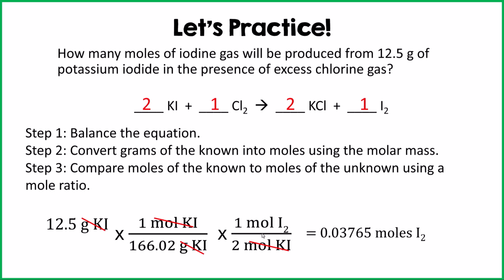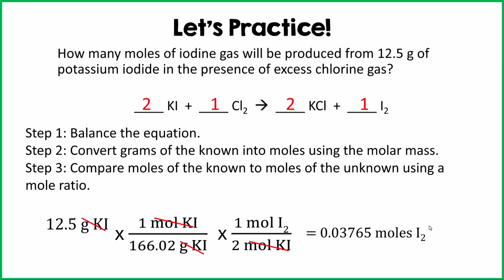So it should look like this. We had potassium iodide on the top, so we need it on the bottom. Using our coefficients from the balanced equation, we have 2 moles of potassium iodide for every 1 mole of iodine gas. Multiply all these across the top, divide by the ones on the bottom, and we end up with 0.03765 moles of iodine gas. And so that helps us to solve this problem. We are now at the units required by the question, so we are finished.